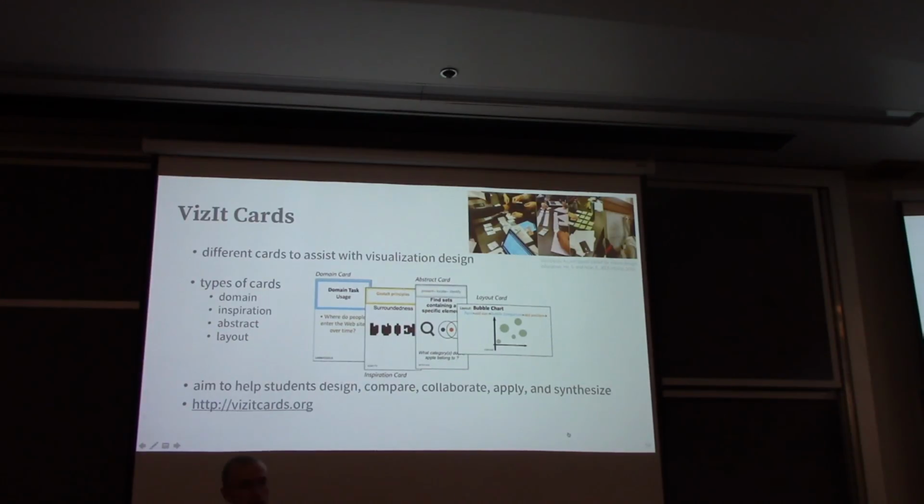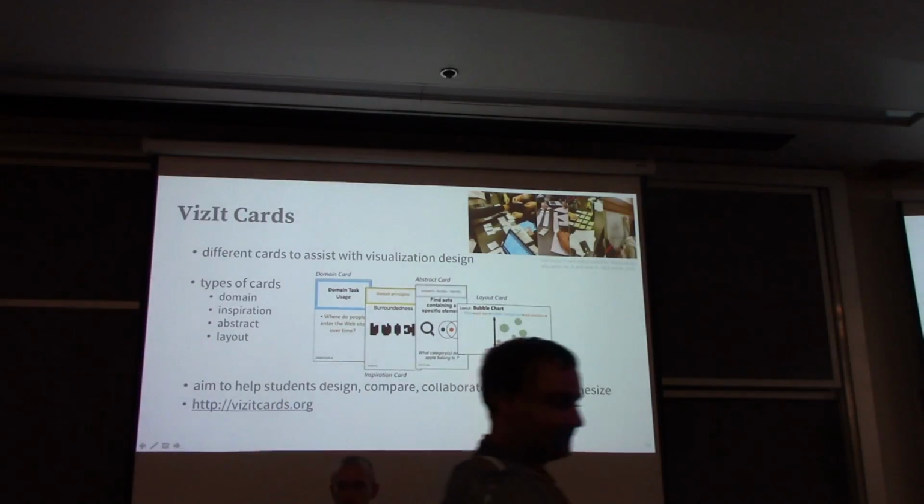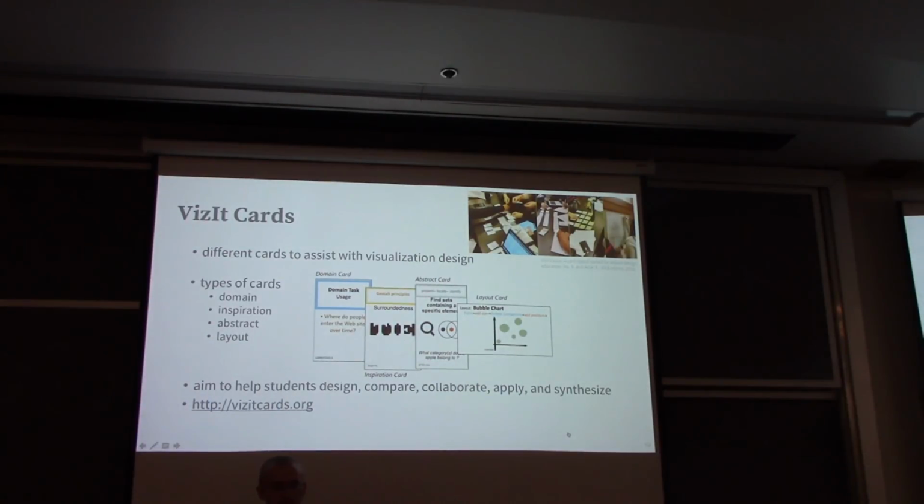And they have cards that will talk about the domain, as well as what type of tasks, what type of data you might want to look at. It's more specific to a certain exercise, as well as inspiration cards that will look at certain existing tools that are out there and existing visualizations to give you some inspiration. They also have gestalt principles as a way to motivate some of your decisions. And they talk about some abstraction and some layouts there.